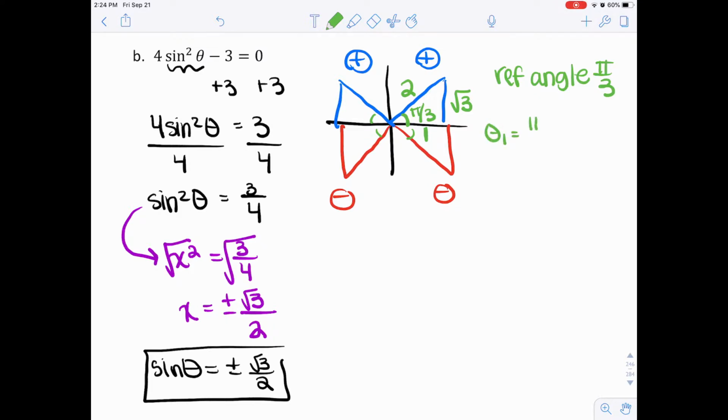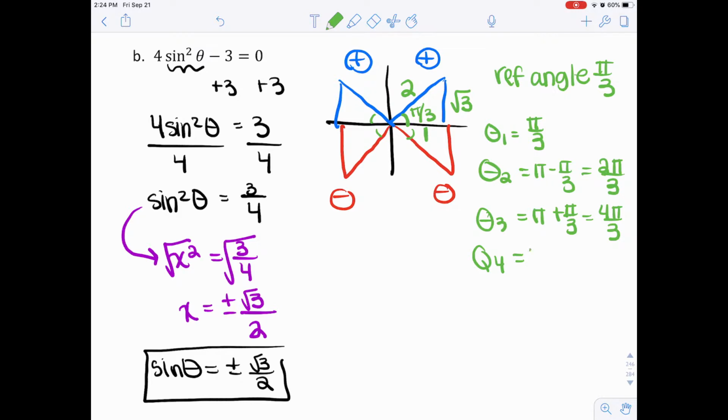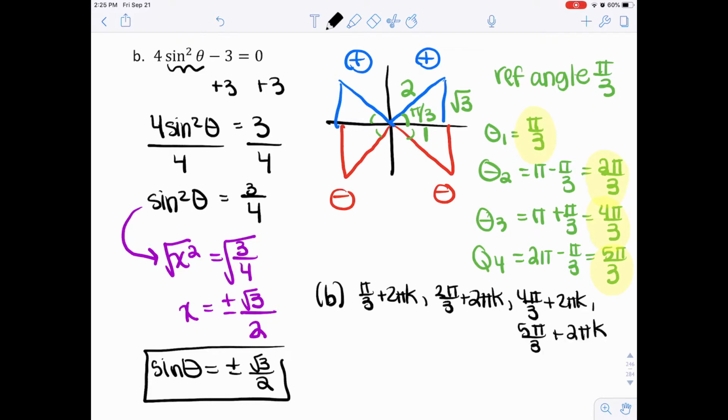The angle in quadrant 1 is pi over 3. In quadrant 2, it's pi minus pi over 3, or 2 pi over 3. In quadrant 3, it's pi plus pi over 3, which equals 4 pi over 3. And finally, in quadrant 4, it's 2 pi minus the reference angle of pi over 3, which is 5 pi over 3. And these are the 4 solutions. To express all solutions, you could take each angle and add 2 pi k, where k is any integer.